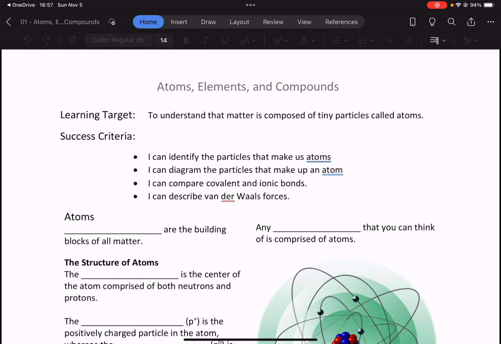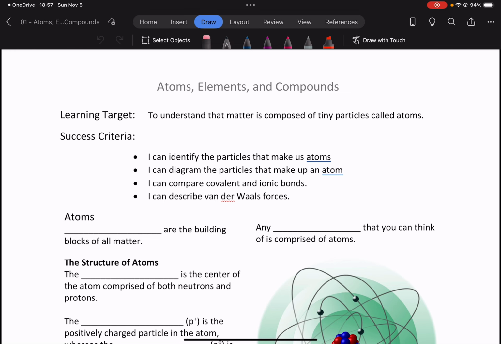So let's look at what we have today. We understand that all matter is composed of tiny particles called atoms. This is what you should be able to do or need to know for all this. Number one, we can identify the particles that make up atoms, and you can diagram the particles that make up the atom. You can compare covalent and ionic bonds, and you also should be able to look at van der Waals forces. If you don't remember some of that stuff, this would be just a nice little refresher for you.